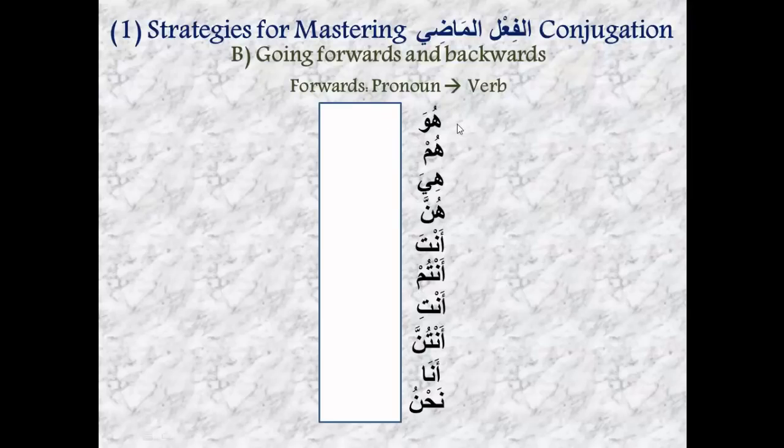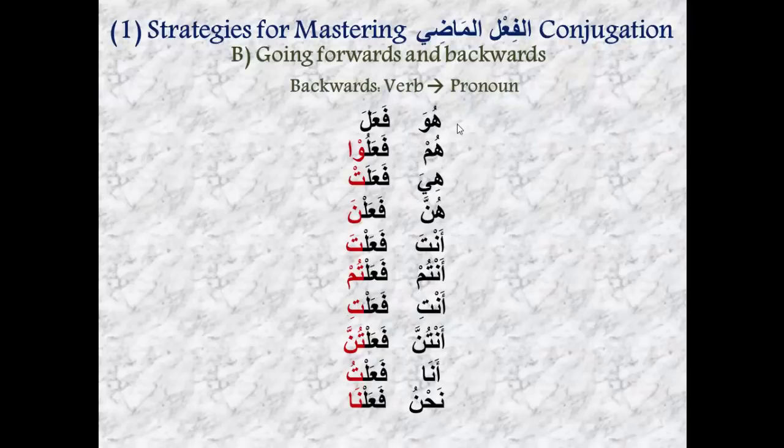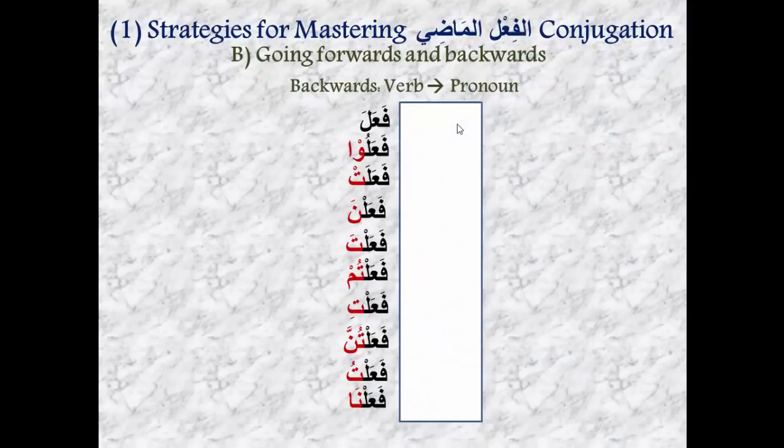Going backwards is simply covering up the pronoun and training yourself to go from the verb to the pronoun. So training yourself to predict the pronoun when you see fa'alta, training yourself to know that this belongs to anta. Fa'altunna belongs to antunna, etc.